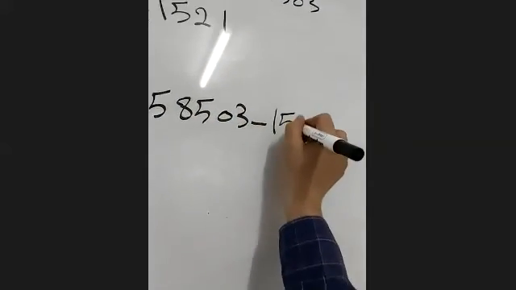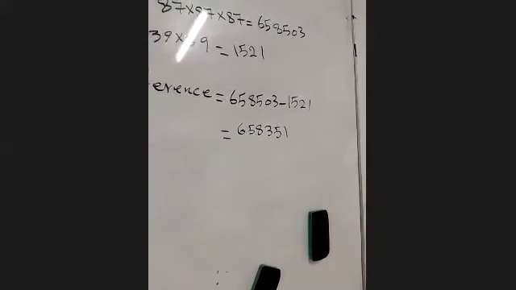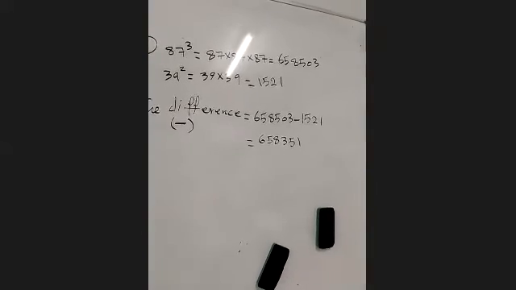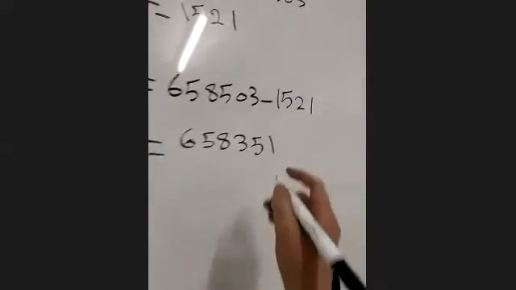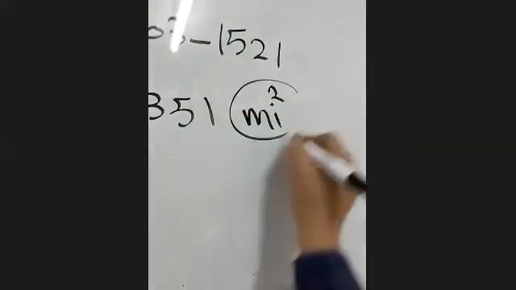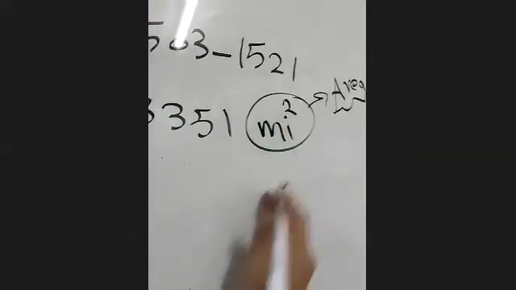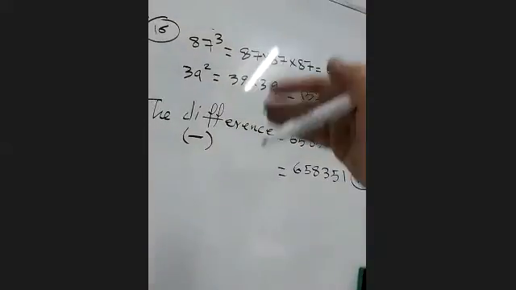Yeah, let's subtract. 658,503 minus 1,521. Let's subtract them, guys. The answer will be 658,351. Look at the board, guys. 658,351 miles, we call it miles squared. This unit is for what, guys? For area. In the area, we need to put the unit and power 2 of it. So this is the difference between the two areas in the table.